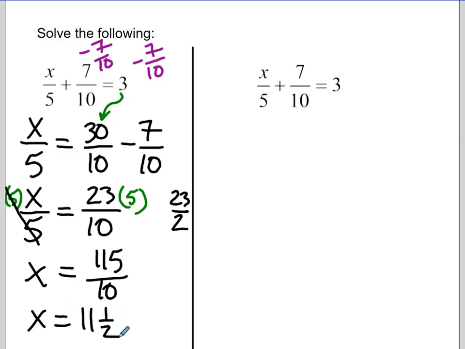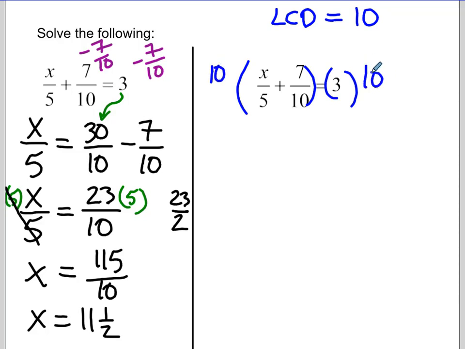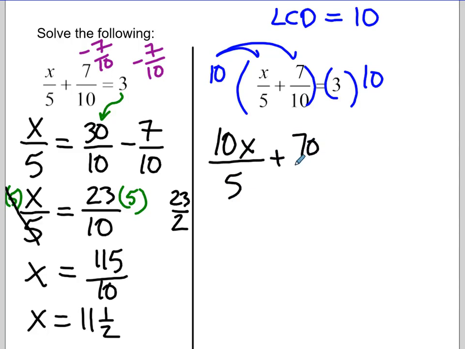Okay, now if we come over to the other technique where I'm going to try and get rid of all the fractions at one shot, I need the denominator, our common denominator here. I'm going to try and find the lowest one just to keep the numbers smallest. So my lowest common denominator here is a 10. So I'm going to multiply both sides, and please note I write my 10 in the numerator position. I don't want it drifting down at the bottom. I'm going to then distribute. Okay, so now I end up with 10x over 5 plus 70 over 10 equals 30.